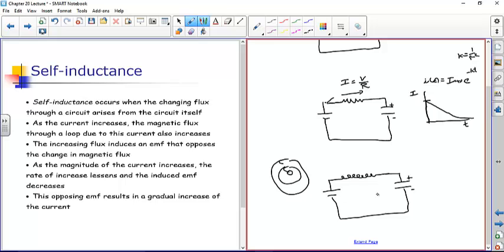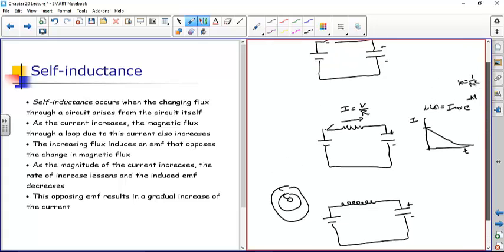So what happens here is that the inductor makes it so that you can't go from zero current to some current instantaneously. So we'll come back to that later, but right now I'm just trying to build up to it.